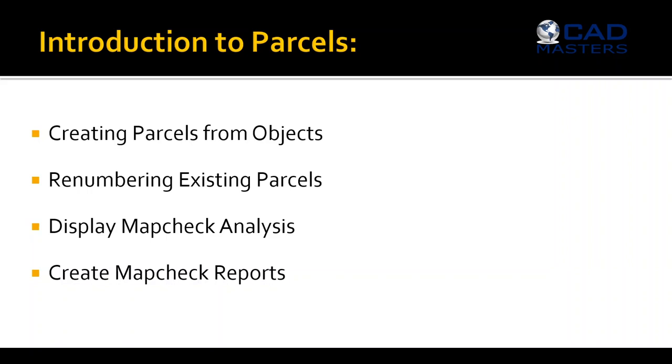In this video, we're going to be going over parcels. We're going to talk about creating parcels, renumbering and renaming parcels, how to display a map check analysis on the screen, and then also how to create map check reports that we can print out or share. All right, so let's go ahead and go over to Civil 3D.